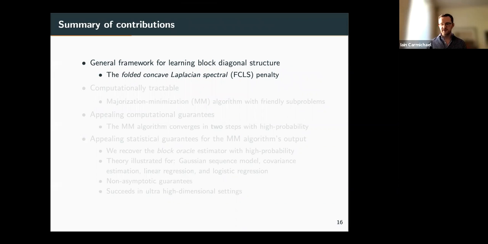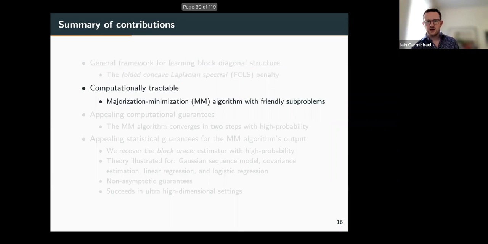So the summary of the contributions of this project is, first, we're going to develop a general framework for learning with block diagonal sparsity. By that I mean we're going to develop a penalty, the folded concave Laplacian spectral penalty, that you can just throw on, hopefully, any loss function, and it hopefully returns the block diagonal structure you wanted. Our method is going to be computationally tractable, so we're going to develop a majorization minimization algorithm that has friendly subproblems. By that I usually mean they have convex subproblems.